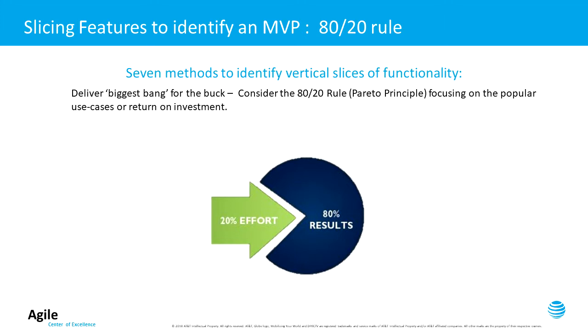The next method is delivering the biggest bang for the buck. And this is looking for that low-hanging fruit or the most desired functionality. Consider the 80-20 rule or the Pareto principle that focuses on the popular use cases for the greatest return on investment. The Pareto principle of economics states the observation that most things in life are not distributed evenly, as 20% of the input provides 80% of the output. Therefore, to obtain the biggest bang for the buck, focus on the popular cases, because the edge cases, you may find out that their value is small, or the cost to implement them is high, or that they will really be unused.